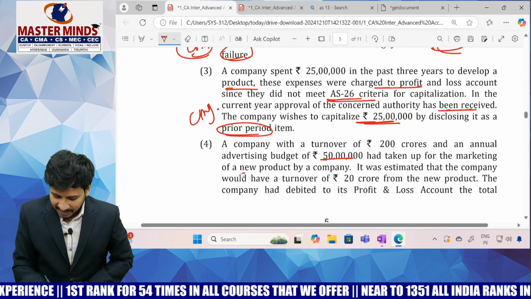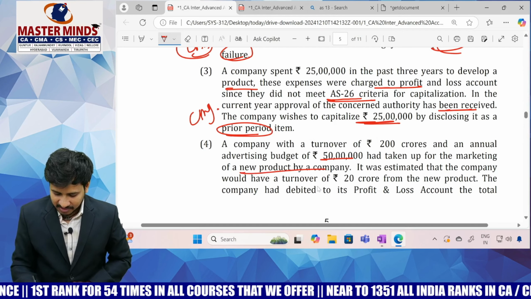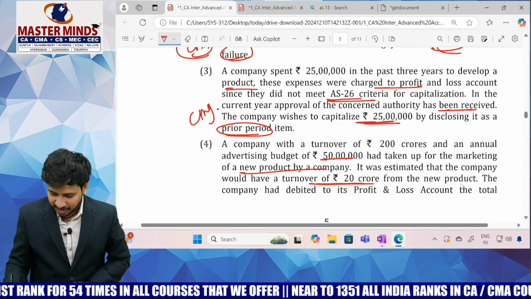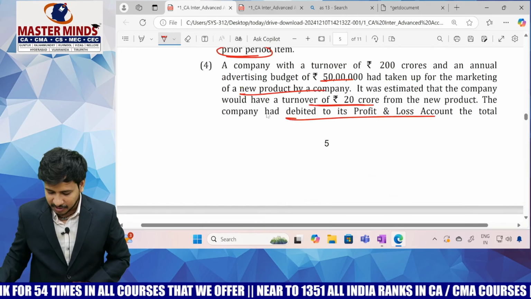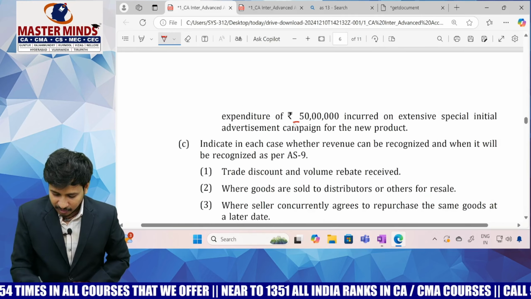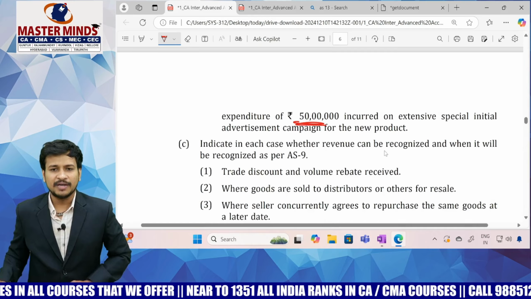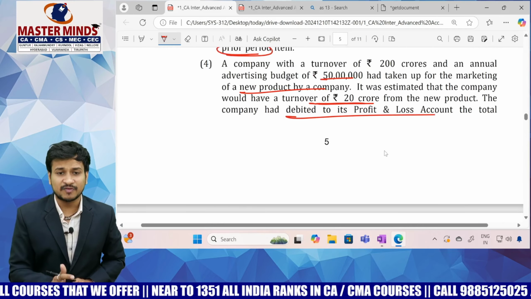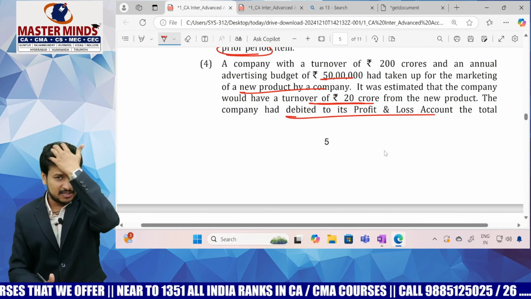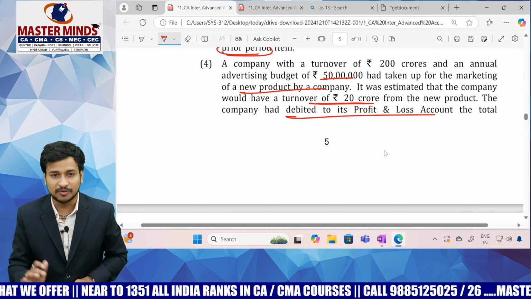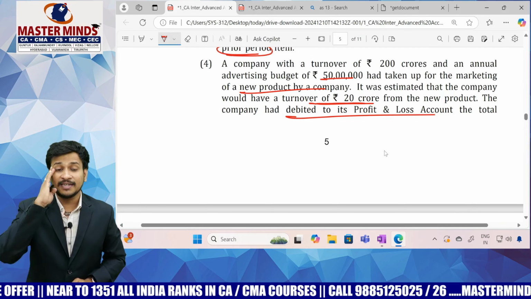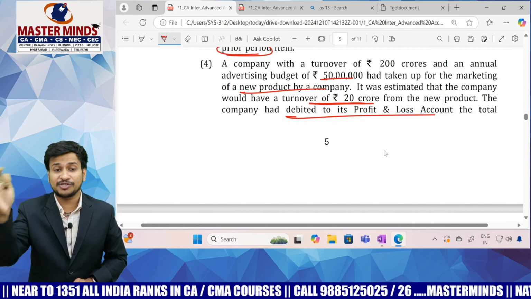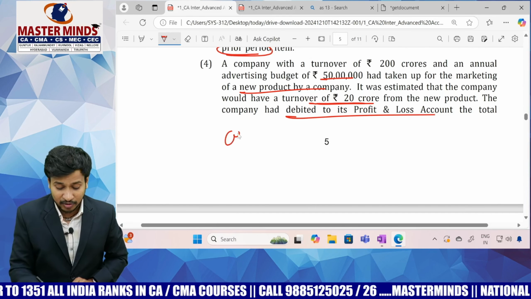And for marketing a product of a new company, it was estimated that it would result in a turnover of 20 crores, and the company had debited to its P&L account the total expenditure. Simply, they are telling that expenditure is 50 lakhs and with the help of this expenditure, they can increase the turnover by 20 crores. Don't think that since because of this expenditure, future economic benefit is getting increased, I have to capitalize.